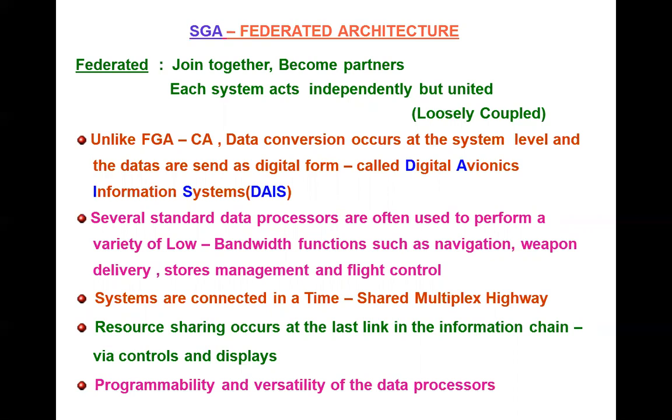So unlike the first generation architecture, that is centralized architecture, the federated architecture will have data conversion occurring at the system level itself, and then data will be sent in the digital form, which will be called as a digital avionic information system, that is called as DAIS.